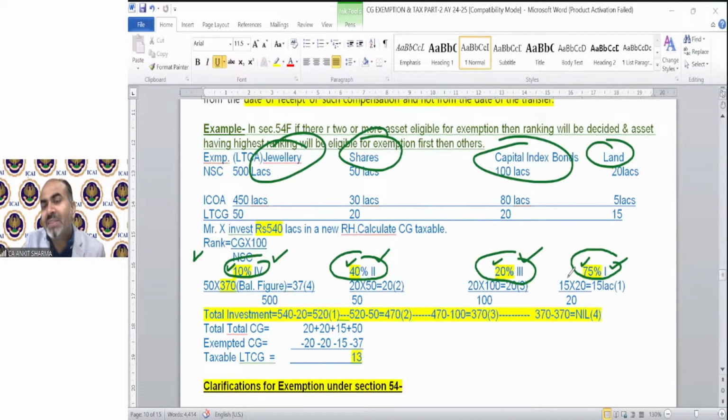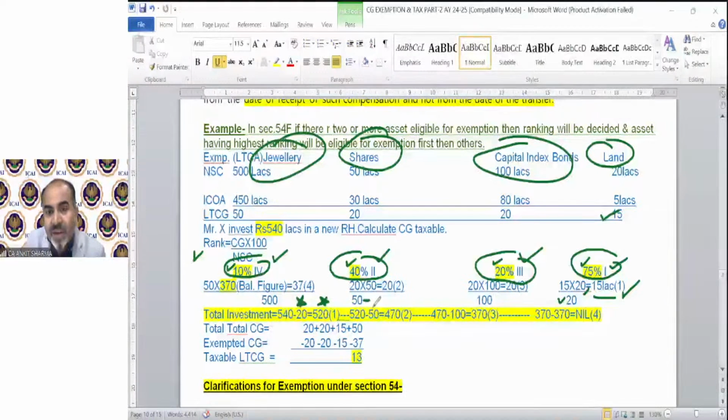So first we apply this exemption on land. Original capital gain, net sale consideration, and full consideration is applied for the purpose of investment. So fully exempted, nil taxable. And I am reducing this exemption one by one. You can see total was 540, used 20 lakh over here, remaining 520. Now the second is this. Original capital gain 20, consideration was 50. We can invest in full, 20 lakh exempt, nil taxable.